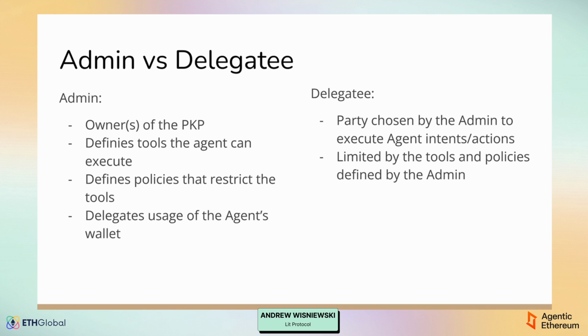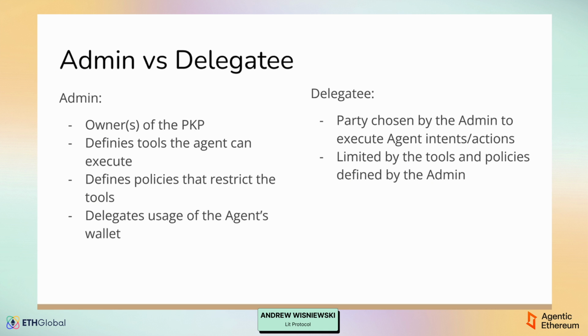Now that we've covered some Lit specific definitions, let's explore how the framework separates the interests of the agent owner and the developer. So we define the agent owner as the admin. The admin is responsible for the ownership of the PKP NFT, and the admin also defines the tools and the policies that restrict these tools.